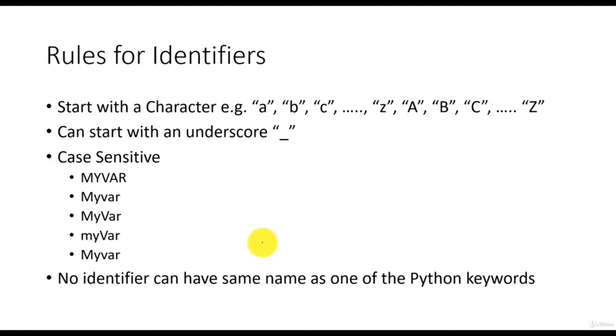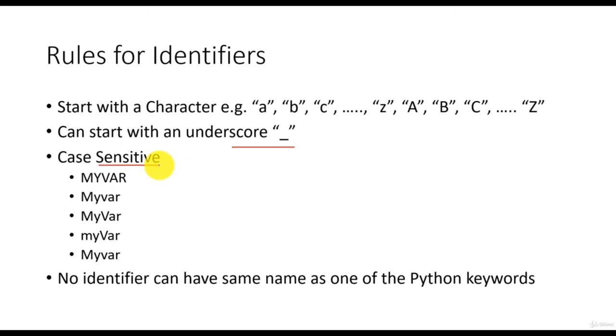Before we move on to the examples of variables, there are certain rules regarding the naming of the variable or identifiers. We need to understand that first. So let's quickly go through them so that we do not make any mistake about them when we are writing the programs. First rule is that the first letter of the variable or identifier name should be a character. It can be a lowercase or uppercase character. Second, the variable or identifier name can start with an underscore as well. And the third rule says the variable or identifier names are case sensitive.